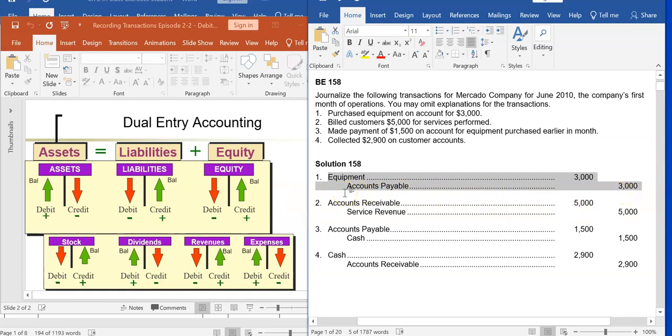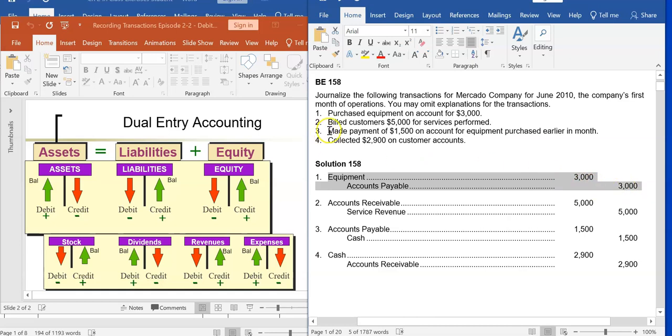This journal entry is complete. We have at least one account debited. We have at least one account credited. Debited accounts are first, and then any accounts being credited are afterwards and indented. Indented to differentiate it from the debit accounts. The total dollar amount of debits equals the total dollar amount of credits.